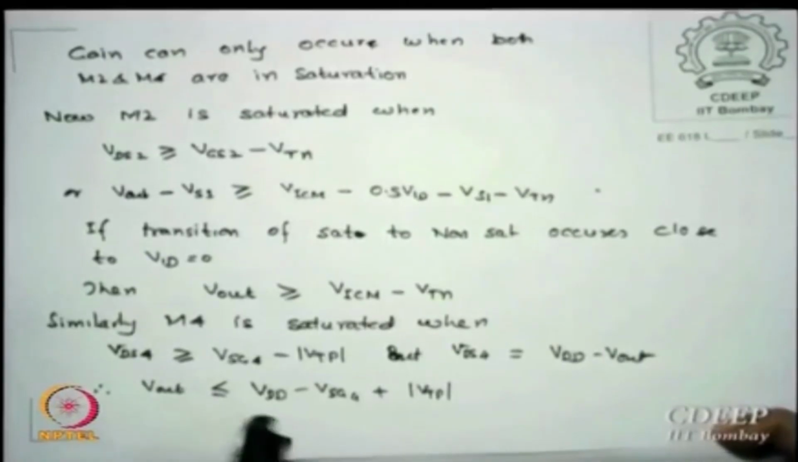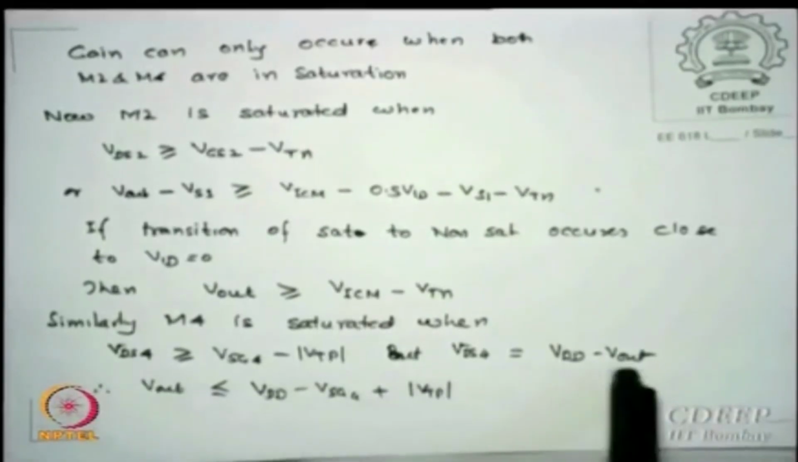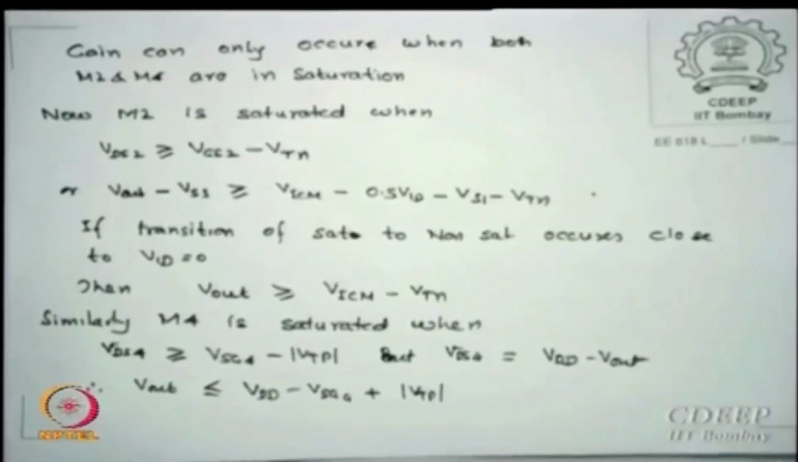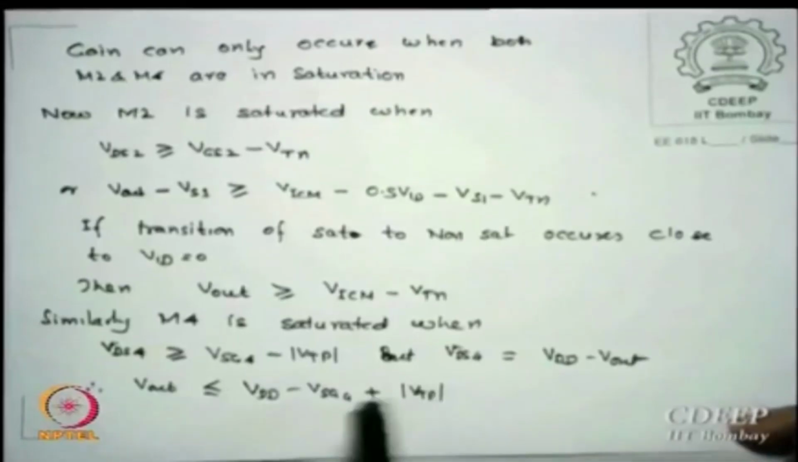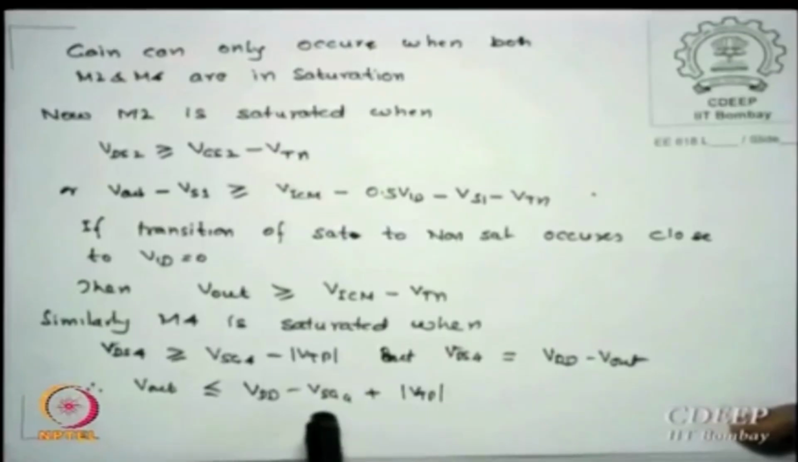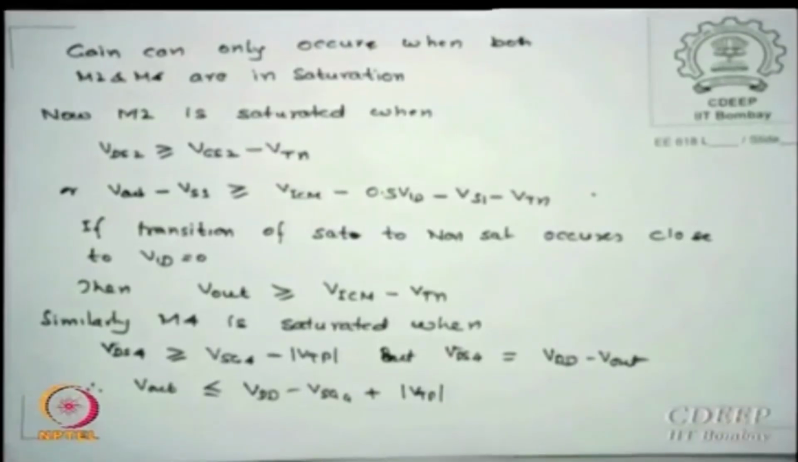Okay, it should be less than, now because this is minus, is that correct? Change the equality. So for a p channel, V out source is the power supply end. Why? Otherwise holes cannot come down. So if I write this, then V out should be less than or equal to VDD minus VSG4 plus VTP. I flipped the inequality.